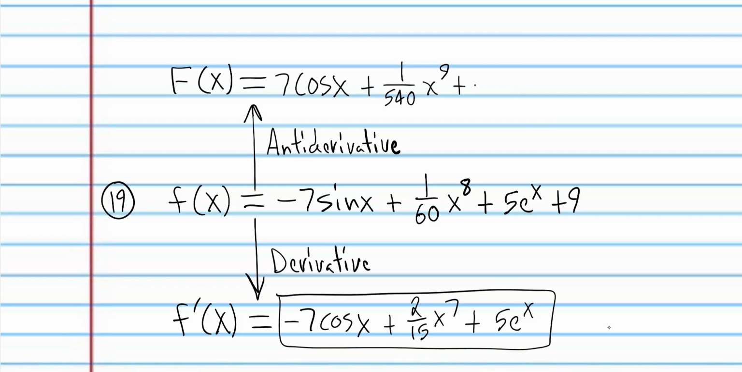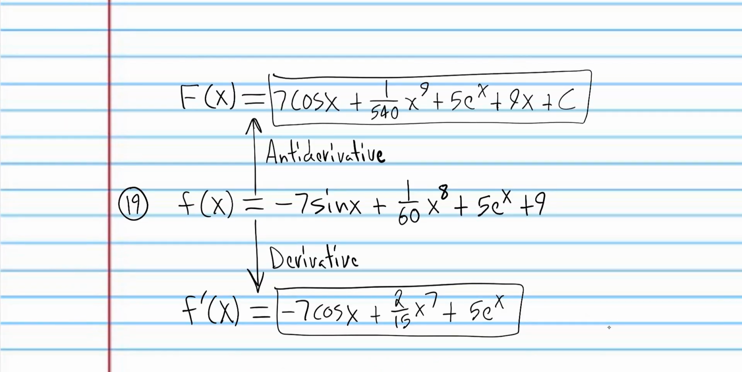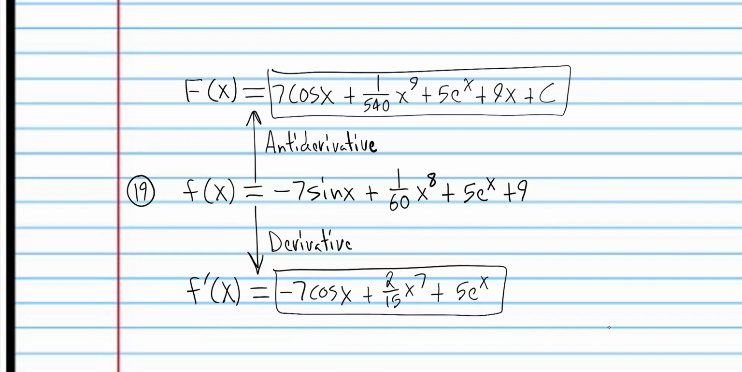Alright, and then the antiderivative of the next term would just be 5e to the x, and then we have 9x, and then we have plus c. So again, you can confirm that this works by simply finding the derivative of the yellow expression, and you should get the blue expression. And don't panic. Just modify the expression a little bit.